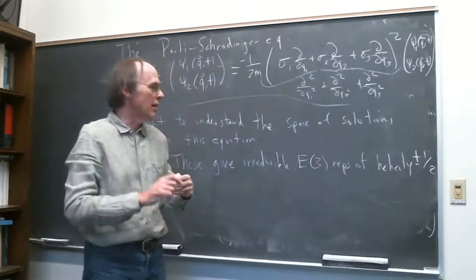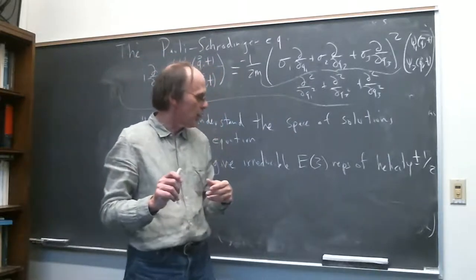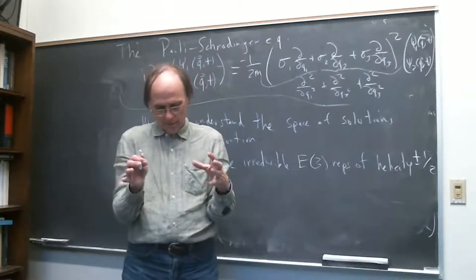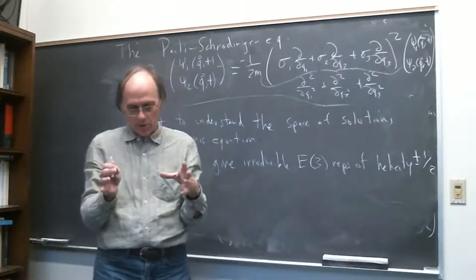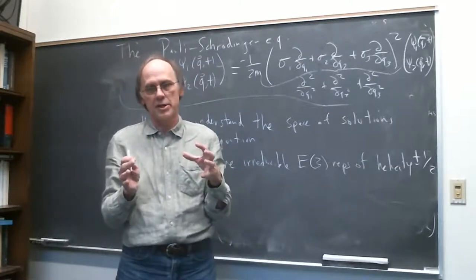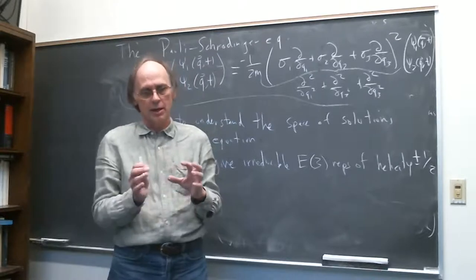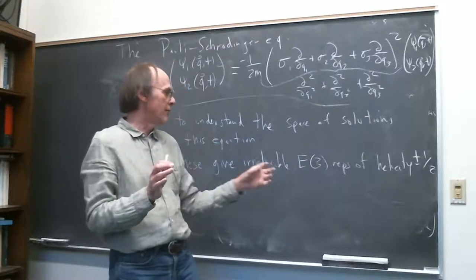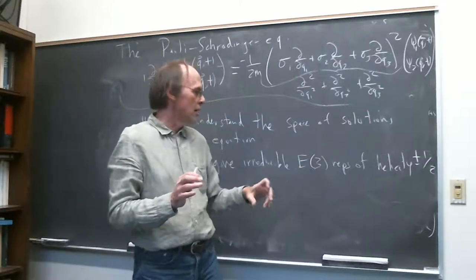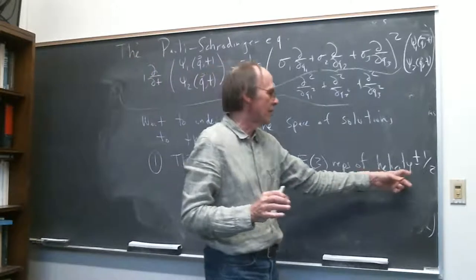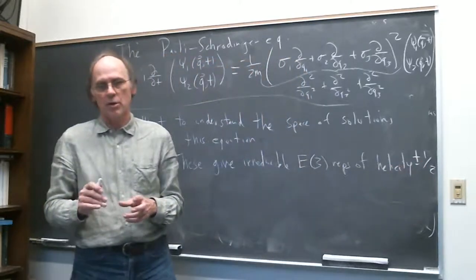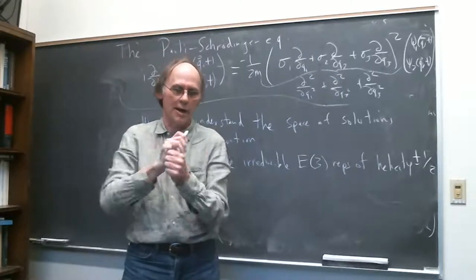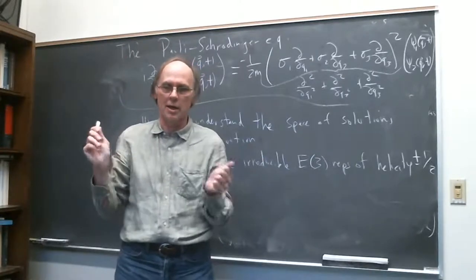What I said before was that if you take the solutions of the free particle Schrodinger equation in three dimensions at a fixed energy, you get one irreducible representation of E3, but it's just the representation with helicity zero. I claimed there are other representations with higher, half-integral values of the helicity, but I didn't tell you how to construct them.